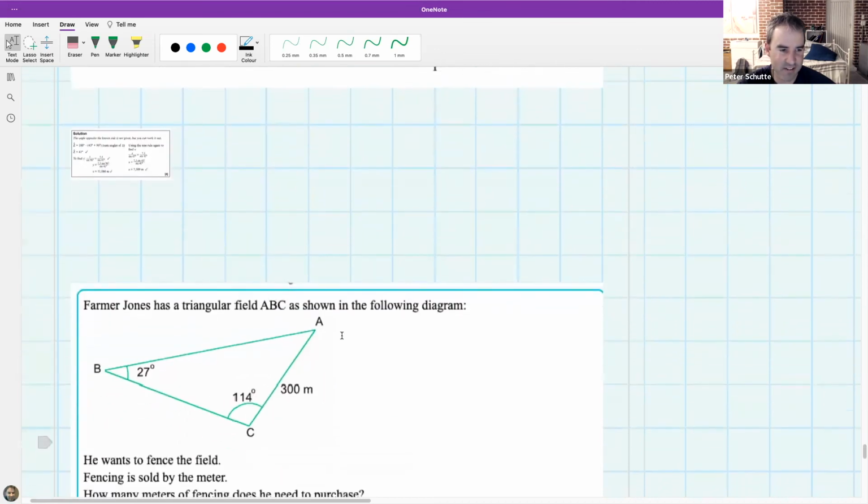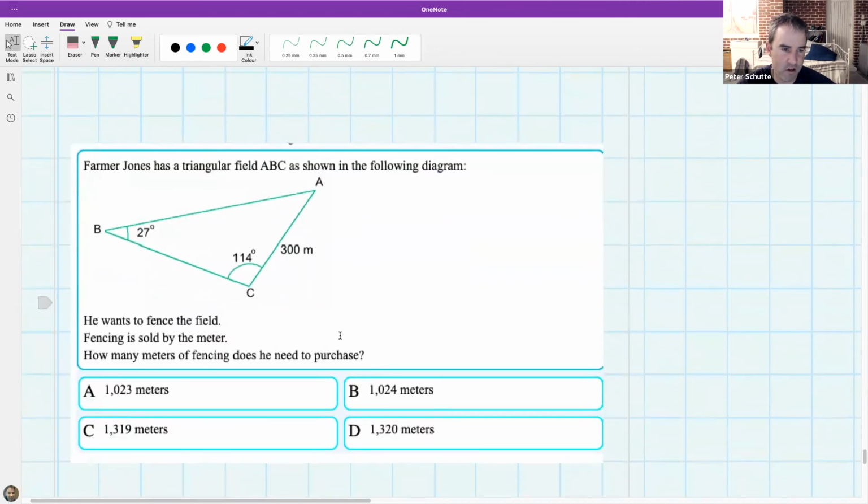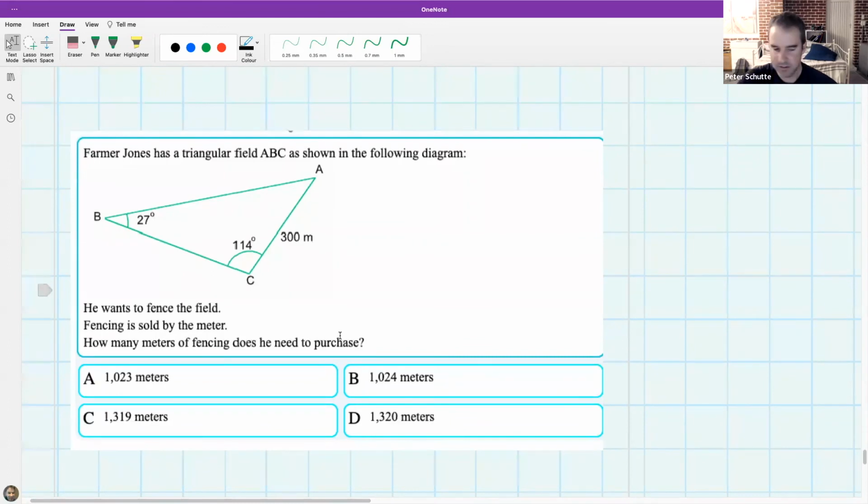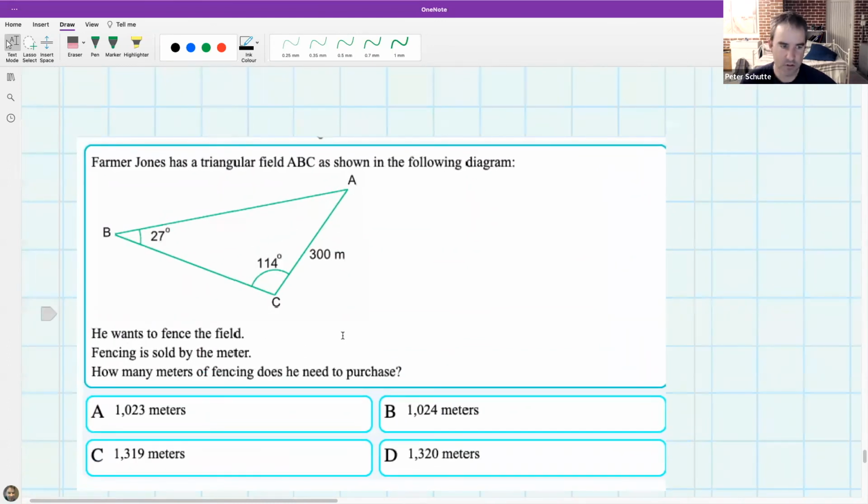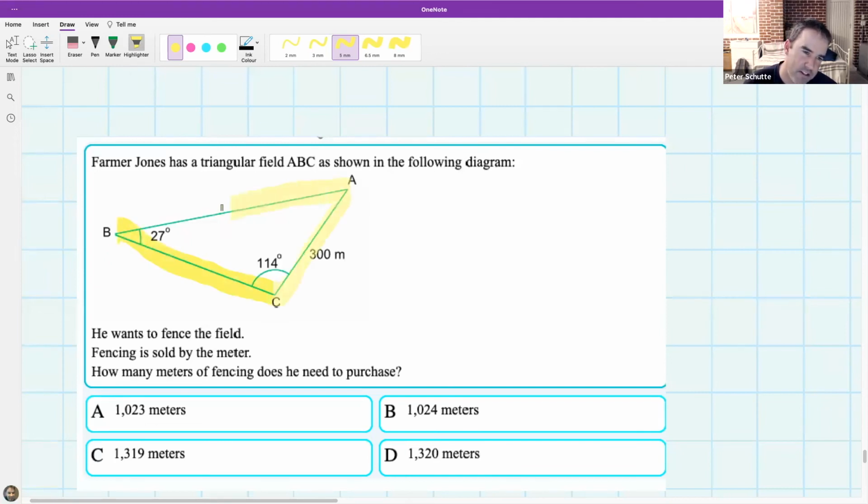Okay, here is something a little bit harder. So let's do this one. You are given a triangular field, shown in the diagram. The story is about a farmer, and fencing is sold by the meter, and we have to work out the length of the perimeter of this triangle.